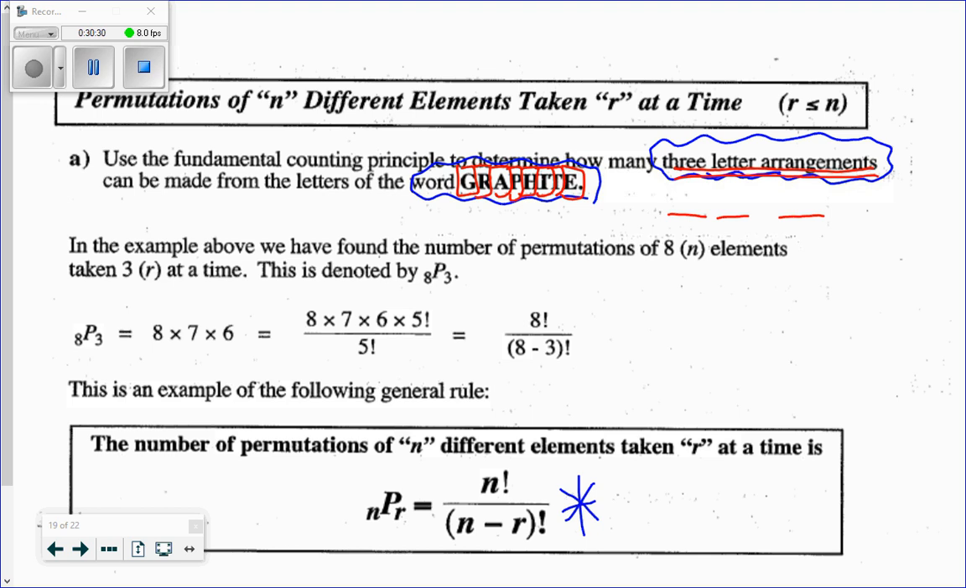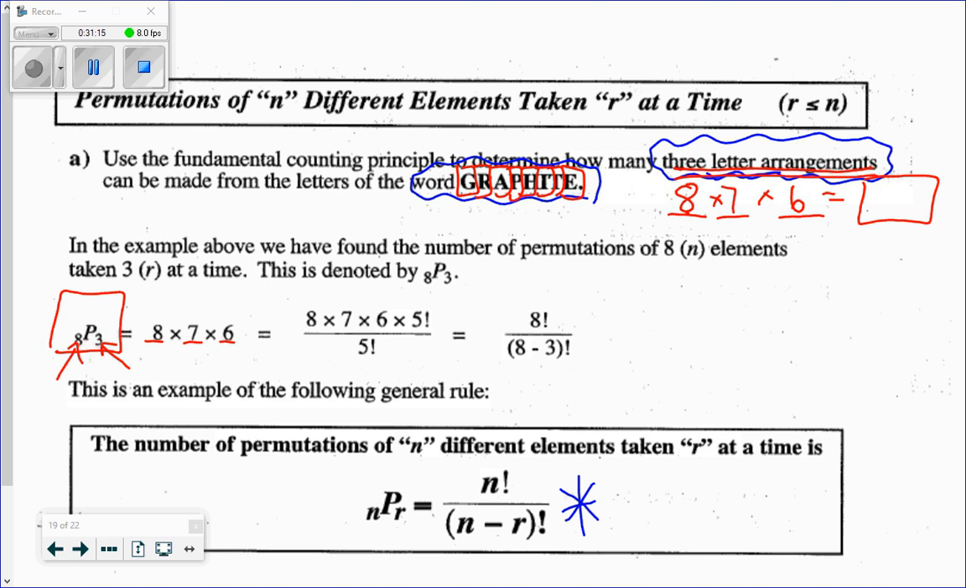So how many Scrabble tiles do you have to pick from for the first blank? 8. So let's say you use the letter P. Then how many Scrabble tiles do you now have left in front of you? 7. And then how many? 6. 8 times 7 times 6 is whatever that answer is. Easy. Here's the other way you could do it. You've got 8 objects. You're arranging 3 of them. 8p3. 8p3 is the same thing as saying 8 times 7 times 6. That's all you need to know.